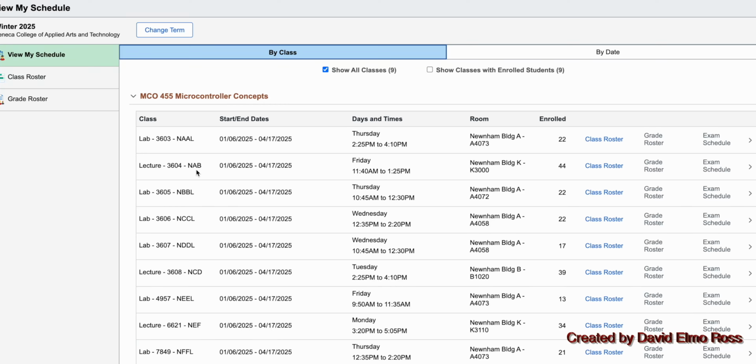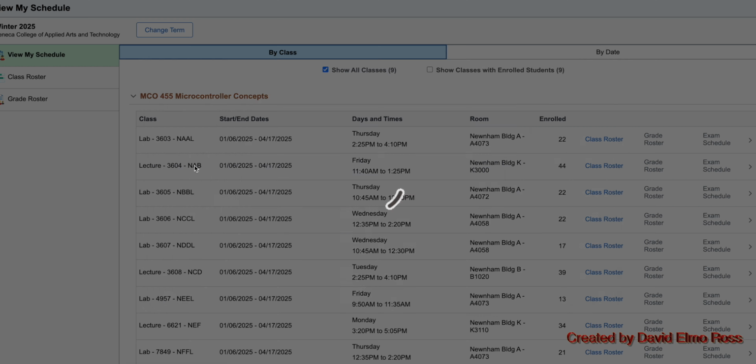As you can see here, we have a theory section, AB, or CD, or EF. You're going to be in one of these theory sections. If you're in the AB theory section, you'll either be in the A or the B lab. If you're in the CD theory section, you'll either be in the C or D lab. And if you're in the EF theory section, you'll either be in the E or the F lab.